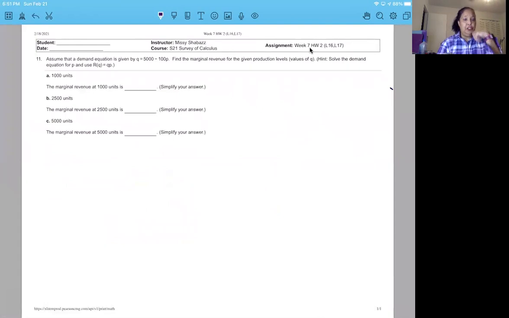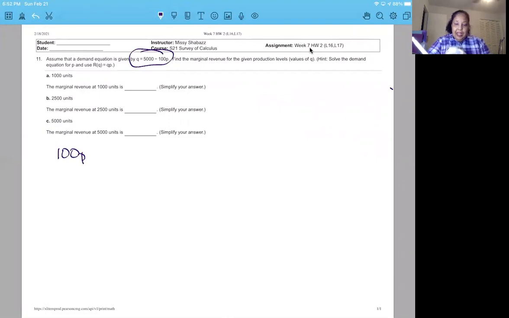All right, next question. Assume that a demand equation is given by Q equals 5,000 minus 100p. Find the marginal revenue for the given production levels, the values of Q. So normally we see this demand function solved in terms of price, right? So I'm going to go ahead and do that. The reason why I need to do this is we need to find the revenue function, right? And the revenue function is the price per unit times the number of units. In our case, it's the production level.